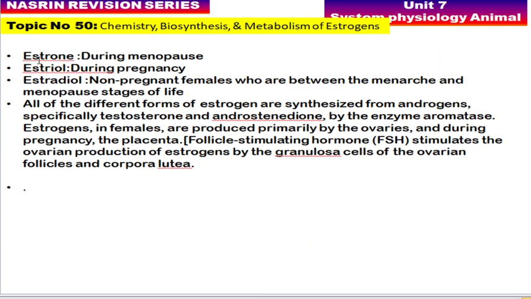So these are the major natural estrogens in women. Estrone is responsible at the time of menopause, estriol is during pregnancy, and estradiol is usually present in non-pregnant females. The different forms of estrogen are synthesized from androgens, specifically from testosterone and androstenedione, by an enzyme called aromatase. Estrogen in females is produced primarily by the ovaries, and during pregnancy also in the placenta. The FSH hormone stimulates the ovarian production of estrogen by granulosa cells of the ovarian follicle as well as the corpus luteum.